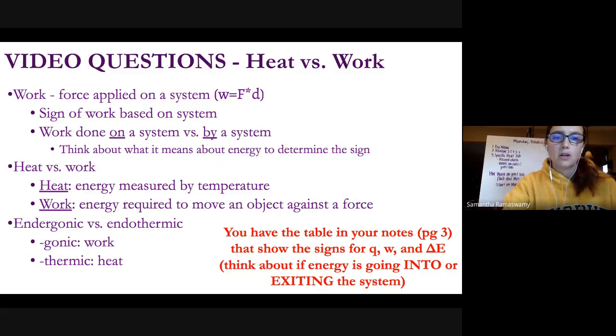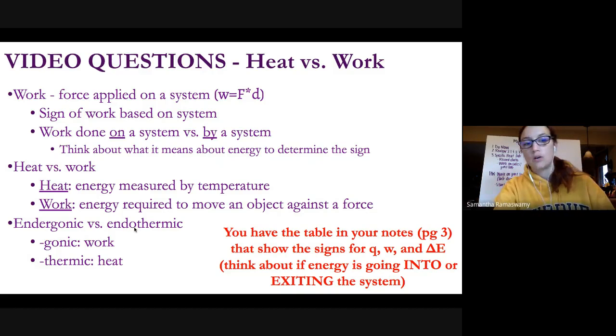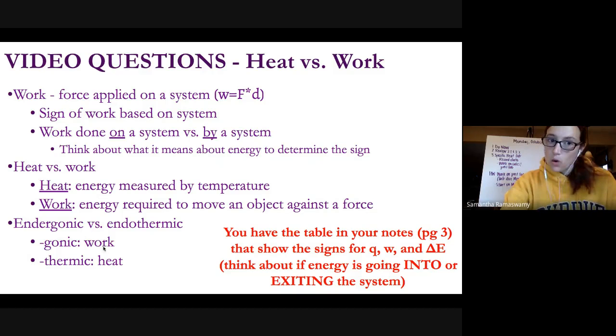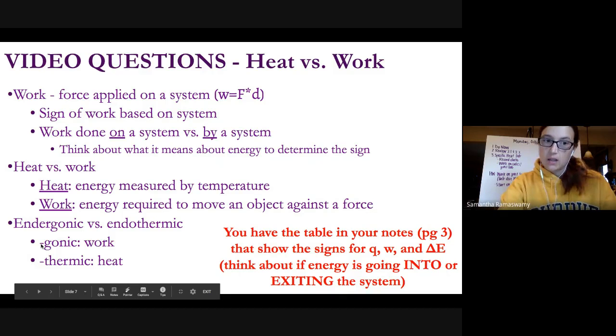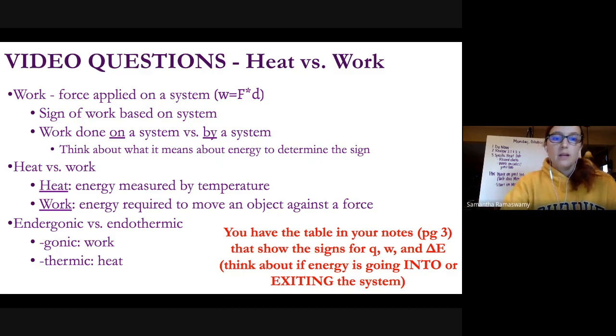There was a question on endergonic versus endothermic. So notice that the beginning of the word is the same, right? So we have ender versus endo. Gonic is just based on work. Thermic is based on heat. So if it's endergonic, that means work is going into the system. So work is being done on the system. And then endothermic, heat is going into the system. So essentially they're the same thing in terms of the concept, but you're just focusing on work or heat.